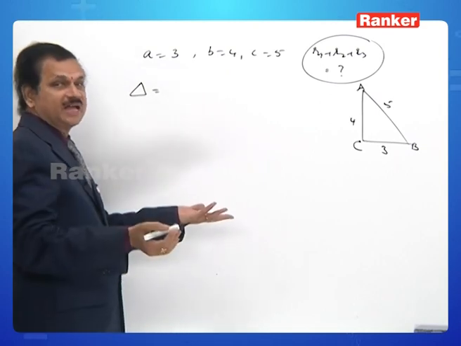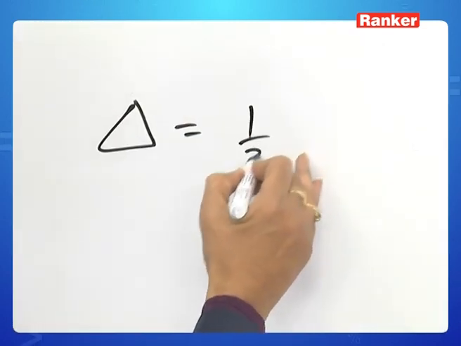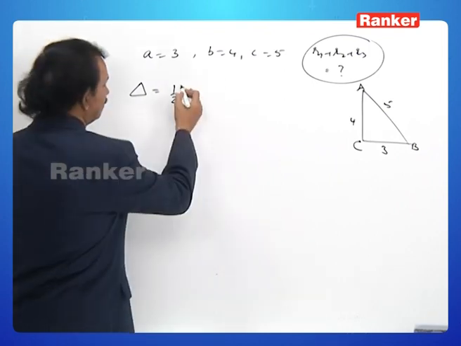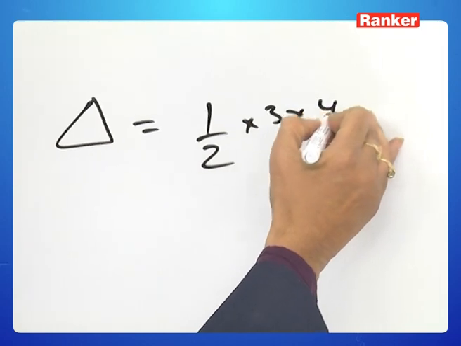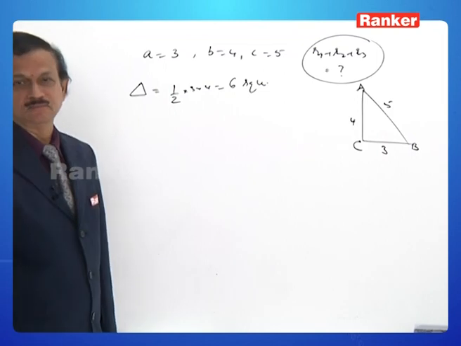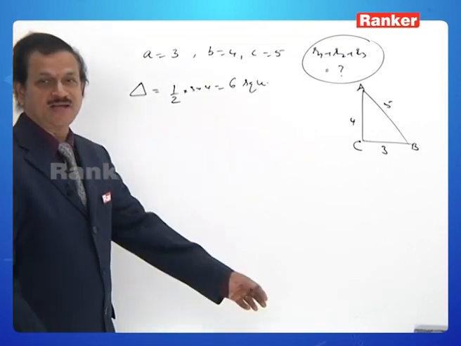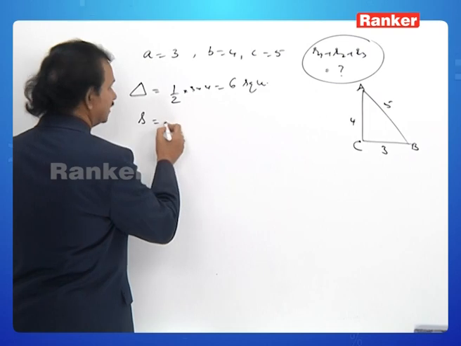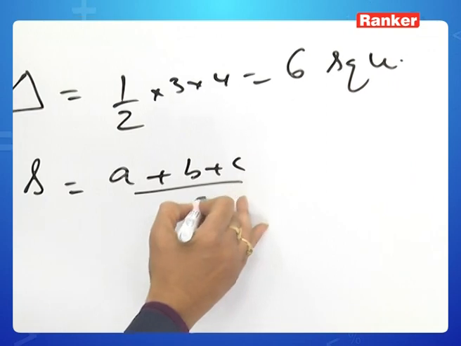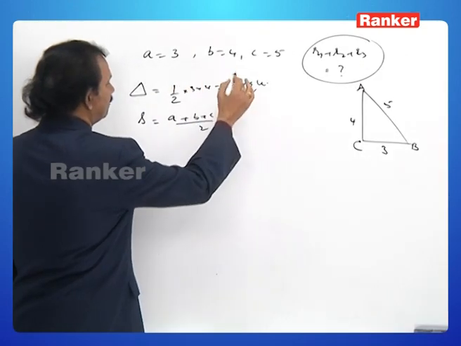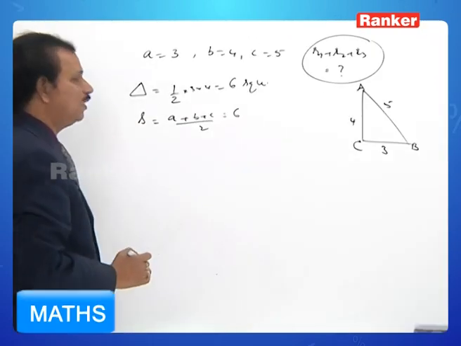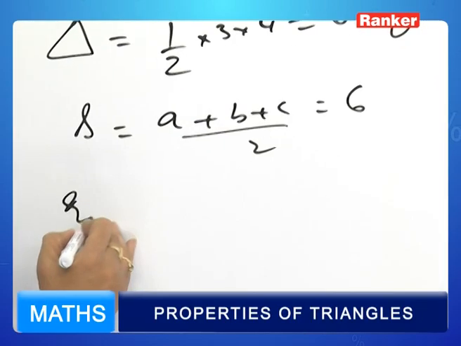From the triangle itself, you can easily trace the area, delta. As it is a right angled triangle, half into base into height can be used. Half into 3 into 4 is equal to 6 square units. We should feel happy because delta is known directly. Well then, what is s? s is equal to a plus b plus c by 2, which is 3 plus 4 plus 5 by 2, that is 6. s is also 6.